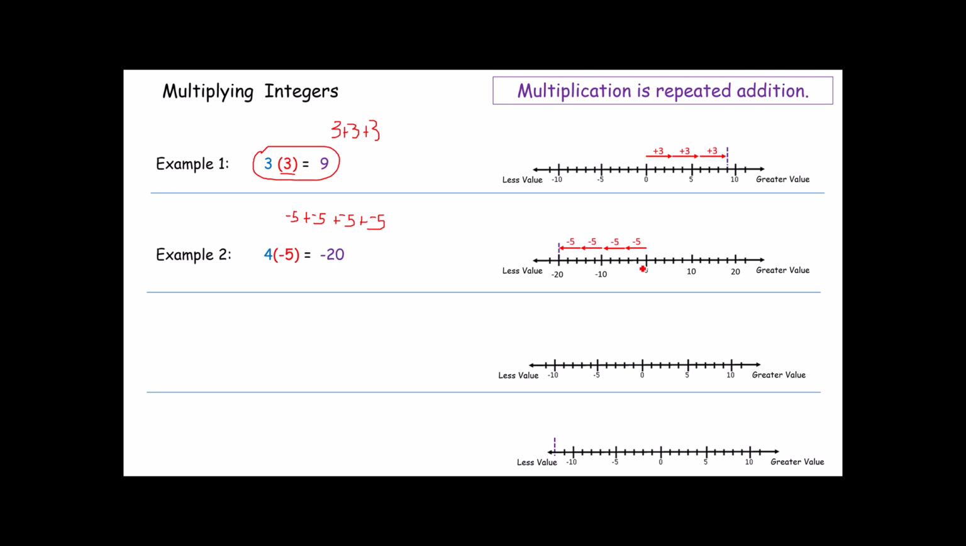Notice here again that this time I've changed the numbers on the number line. I'm not counting by ones this time. I'm counting by 2, 4, 6, 8, and negative 10. Remember, multiplication is just repeated addition.